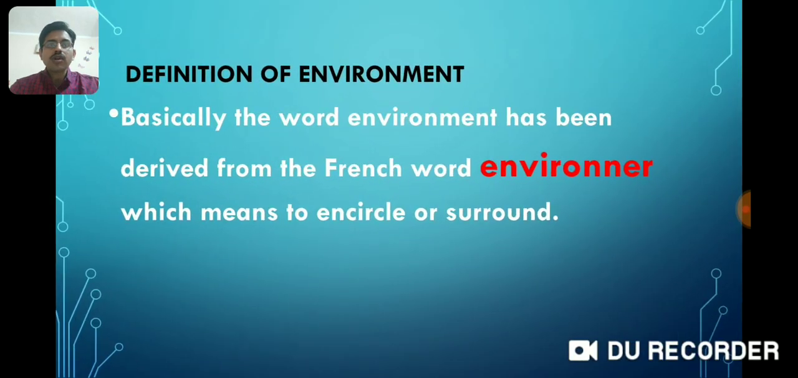First of all, we have to talk about what is the meaning of the word environment. Basically, the word environment has been taken from the French word environner, which means to encircle or to surround. Means all those things which surround us, whether living or non-living, they constitute our environment. Thus, it is clear from the term that environment includes a combination of both the living beings as well as the non-living things.